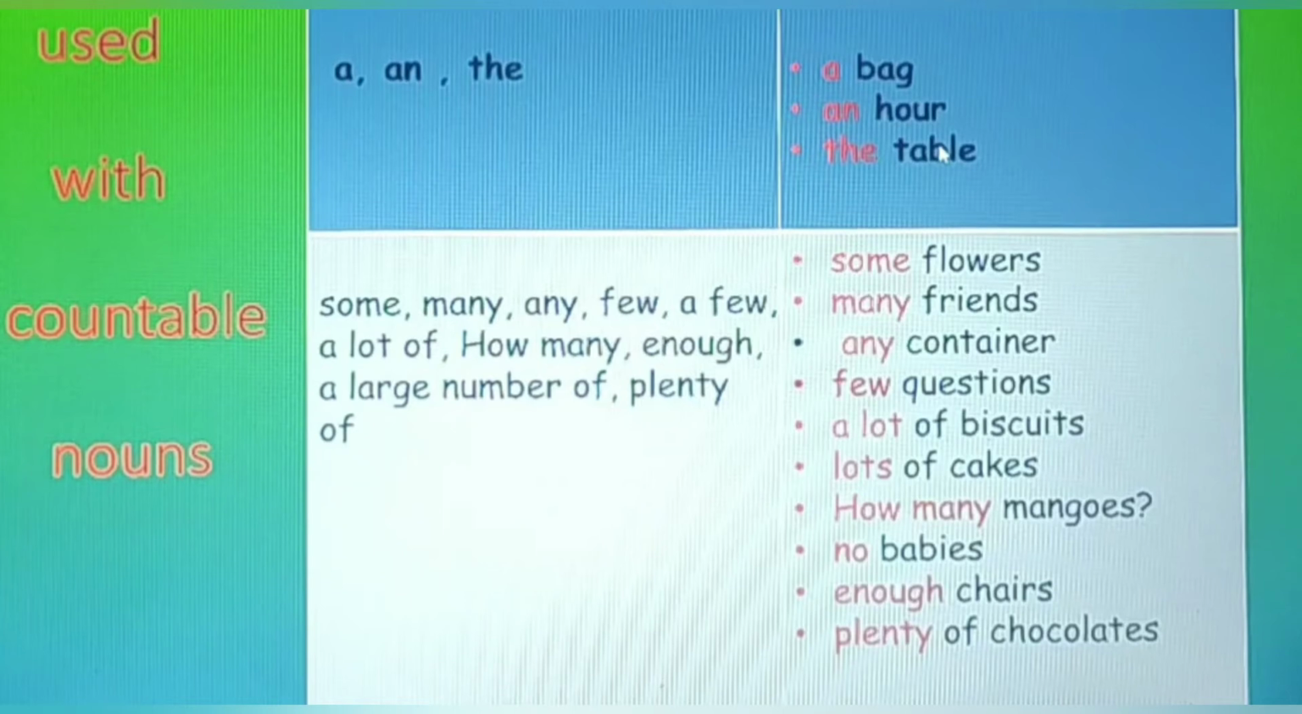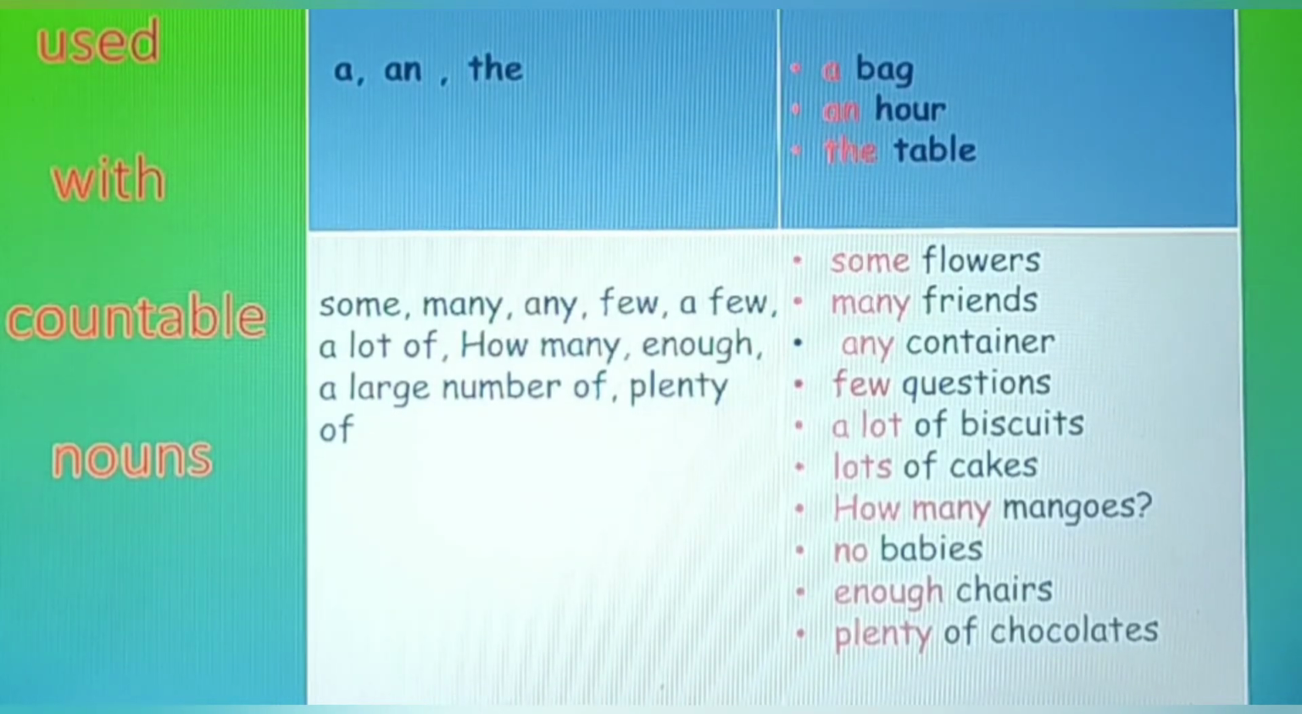The table. So here we use the word the because it is referring to a specific or a particular table. The paper is kept on the table. So I'm referring to the paper which is kept on a specific or a particular table, right? So there we use the word the before the countable noun.